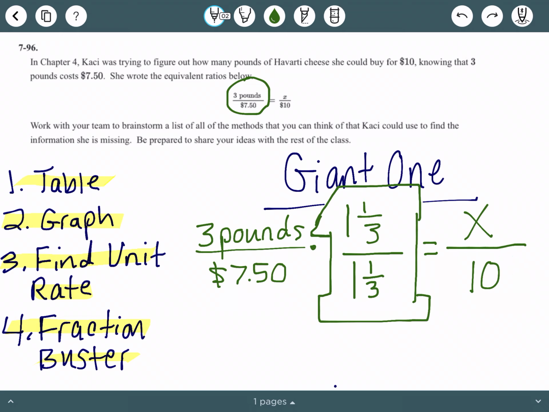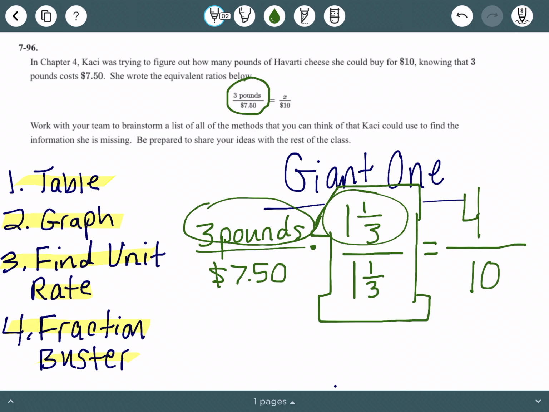And then on top, I'm doing 3 times 1 1/3. Let's see, I'm putting it into the calculator here, we should get 4. So that means our x is going to be 4.